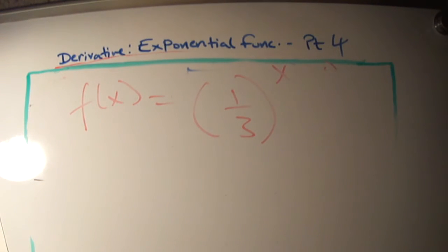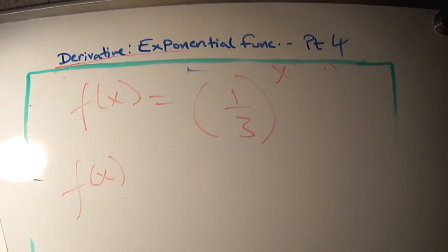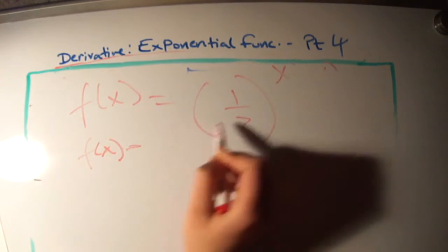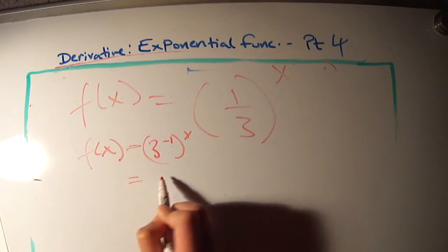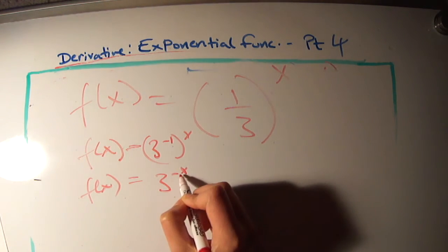This is different, this doesn't have an e. It's not necessary that everything should have e in it. So you can just write it a bit differently. You can write it as this, which further equates to this.